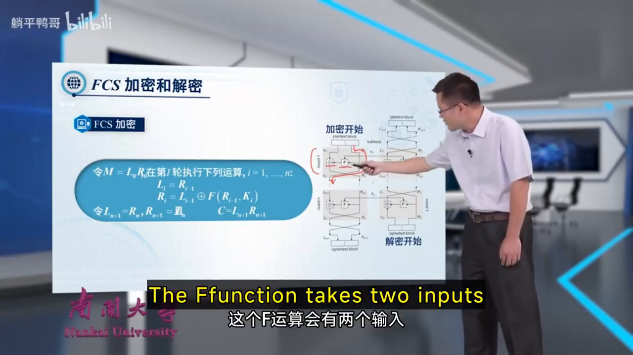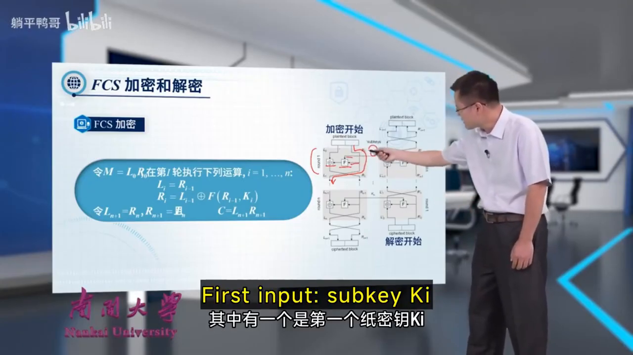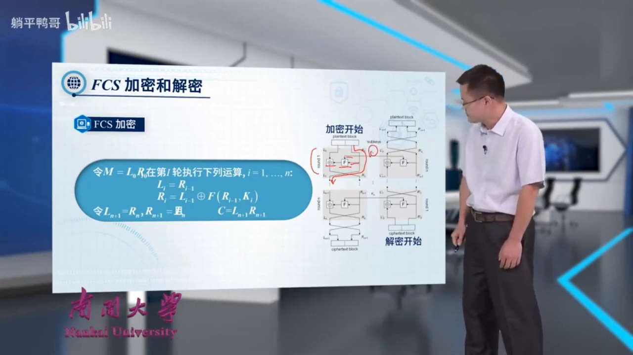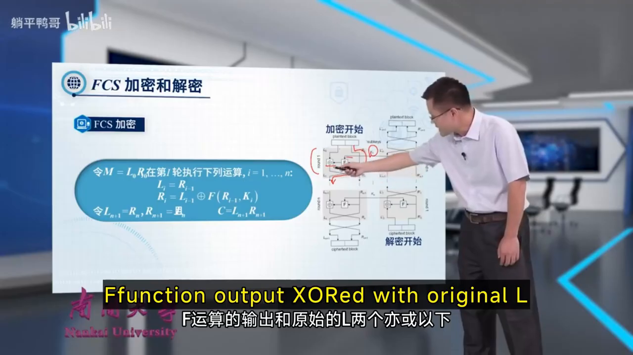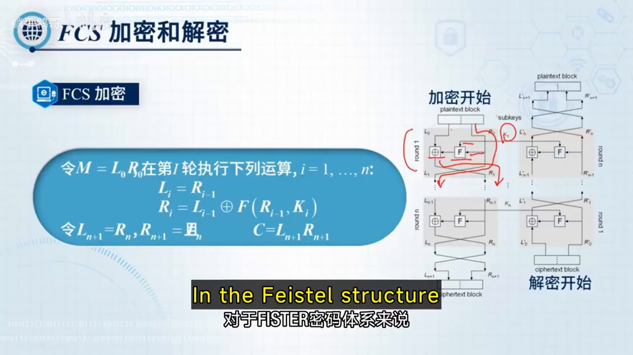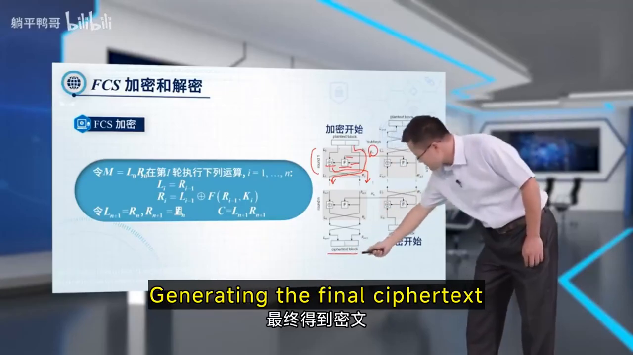The function takes 2 inputs. First input, the subkey K. Second input, R. The function output XOR with original L becomes the right input for round 2. In the Feistel structure, the operation iterates n times, generating the final ciphertext.